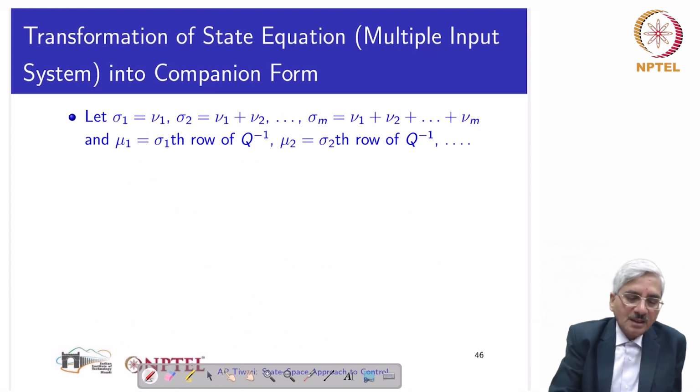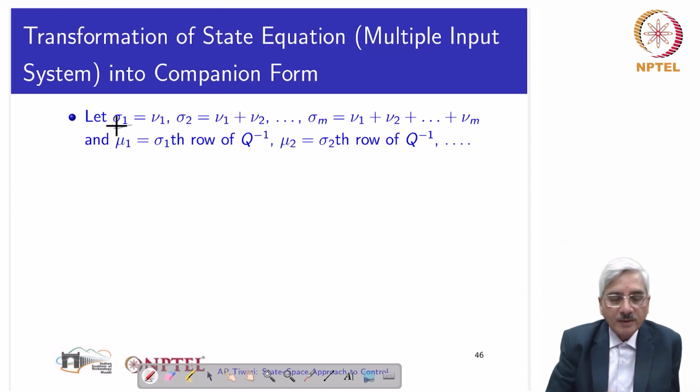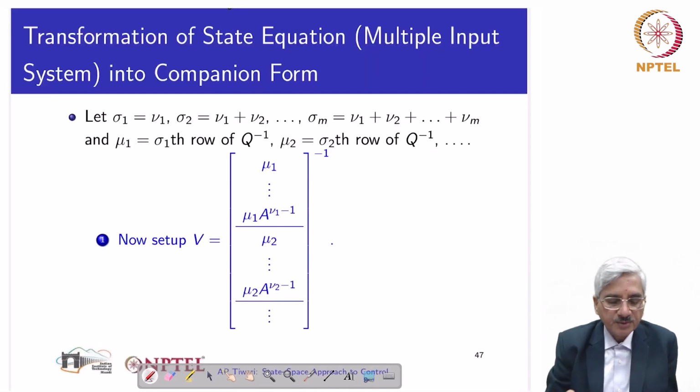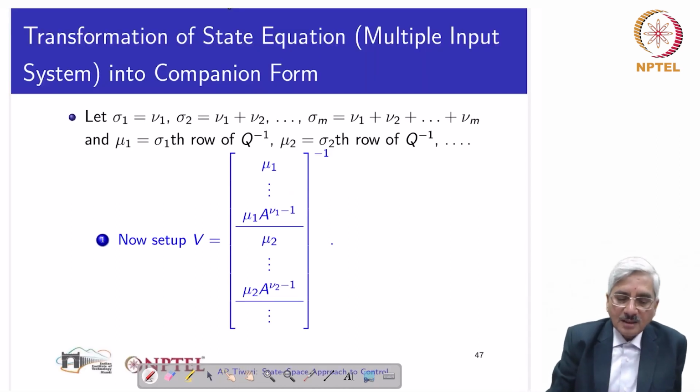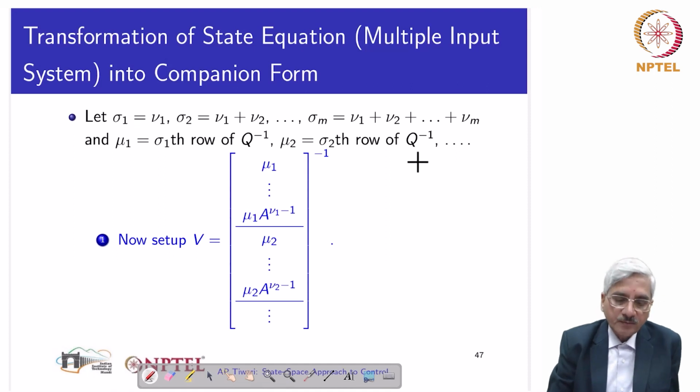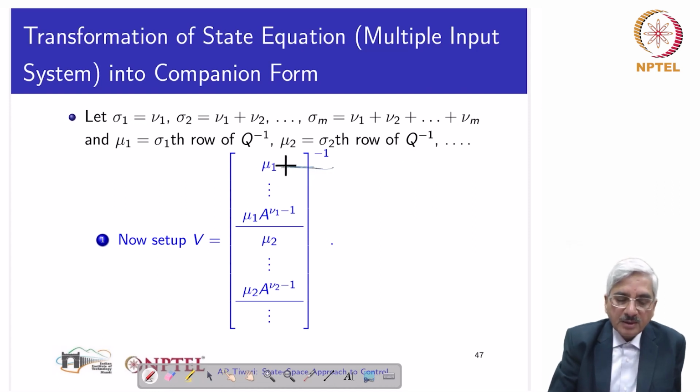So let us say we get sigma 1 columns from input 1, sigma 1 plus sigma 2 columns from input 2, and so on. In this manner, we proceed. And we select, after determining the Q inverse, its mu nth row. This mu1 is the nu 1th row of Q inverse. That is coming from the input 1.